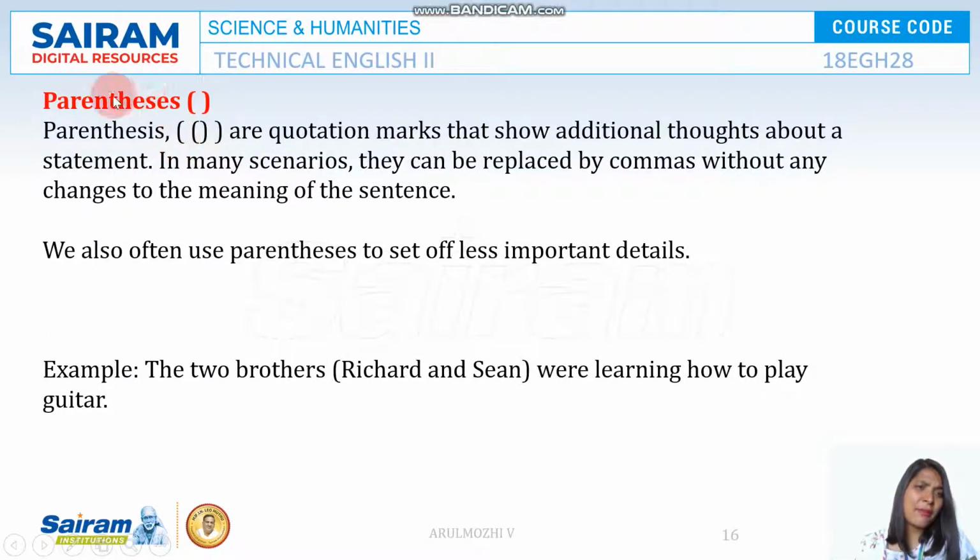Next, parentheses. Parentheses are nothing but round brackets. Okay, they are used to introduce extra information. Take for example, the two brothers were learning how to play guitar. That is the main sentence. But if you want to give a vivid explanation about who these brothers are, then you introduce their names. The two brothers, Richard and Shane, were learning how to play guitar. It is equal to commas or em dashes, okay, and brackets as well.